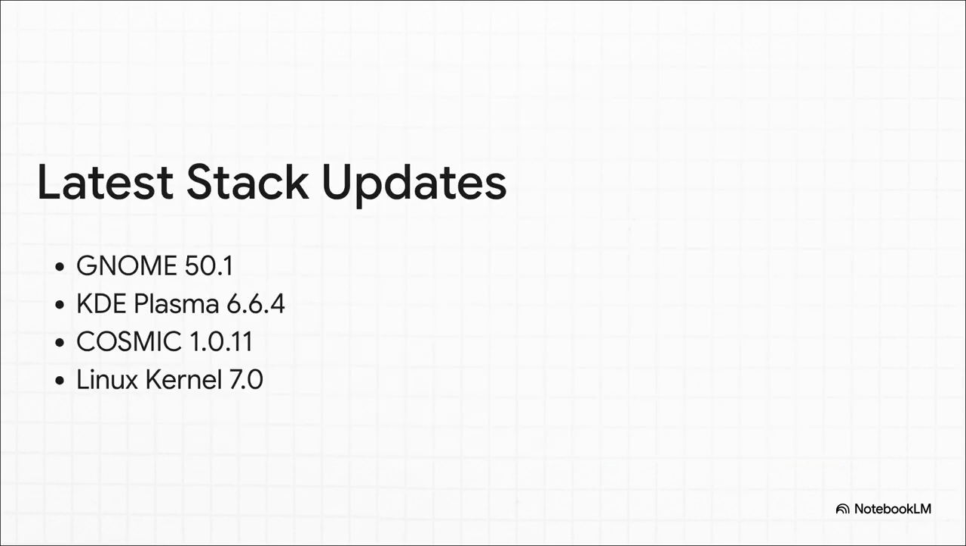And let me tell you, they are absolutely not sitting still. Their April 2026 update dropped a massive, totally bleeding-edge package stack refresh. I mean, we're talking GNOME 50.1, KDE Plasma 6.6.4, System76's COSMIC Desktop at version 1.0.11, and the brand spanking new Linux kernel 7.0. They're pushing these highly current modern desktop environments specifically to stress test their underlying architecture. They want to prove, for sure, that they can handle the heavy lifting of today's most demanding software.